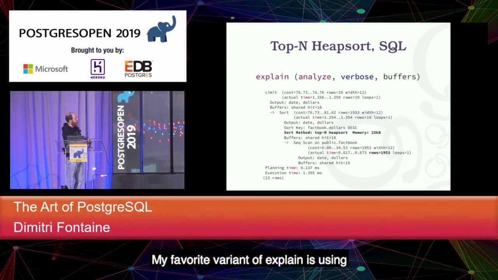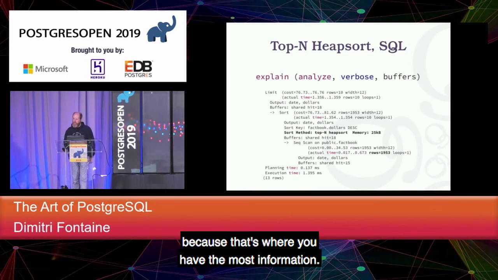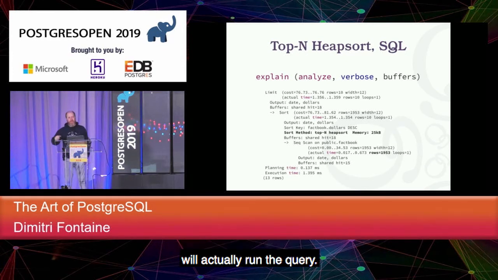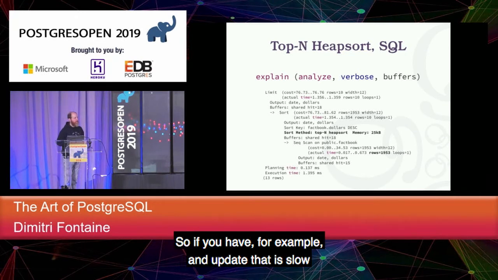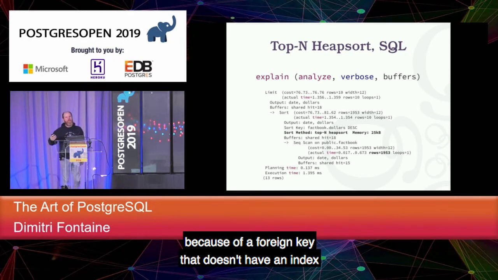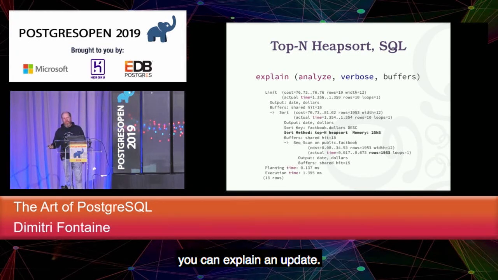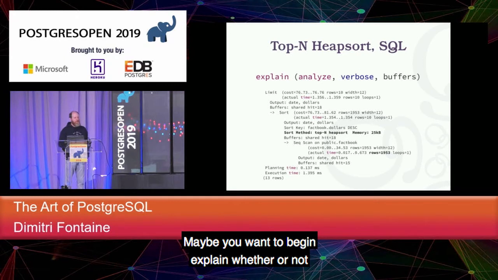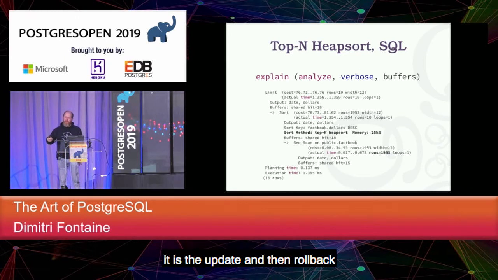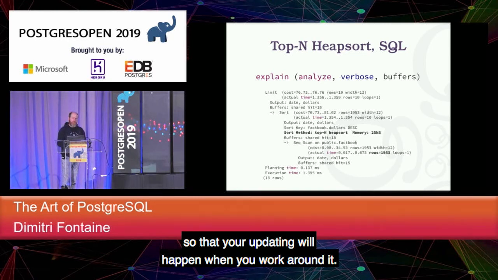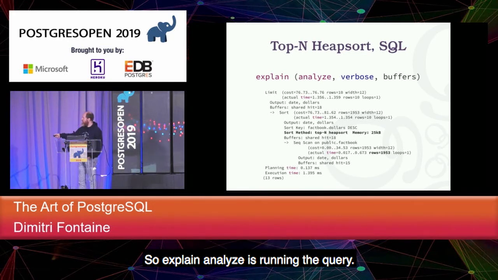My favorite variant of EXPLAIN is using the ANALYZE, VERBOSE, and BUFFERS options, because that's where you have the most information. You need to be careful, though, because ANALYZE will actually run the query. So if you have, for example, an update that is slow because of a foreign key that doesn't have an index, it happens, and you want to explain the update, maybe you want to BEGIN, EXPLAIN ANALYZE the update, and then ROLLBACK so that the update didn't happen. So EXPLAIN ANALYZE is running the query.